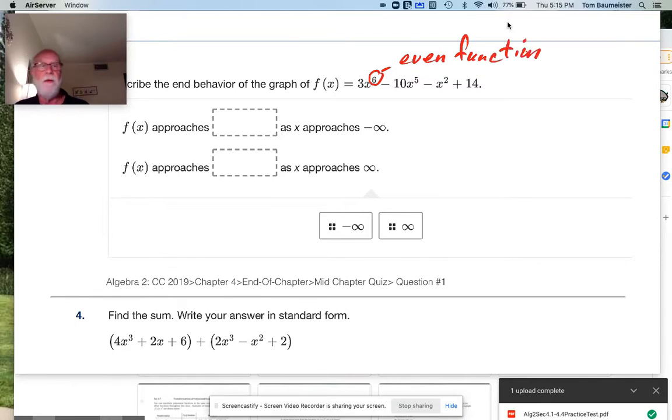But with an even function, remember, they're both going to go up or they're both going to go down, all right? What'll tell you if they're both going to go up or they're both going to go down is that number right there, and it's positive. So since that's positive, that tells us that they're both going to go up.